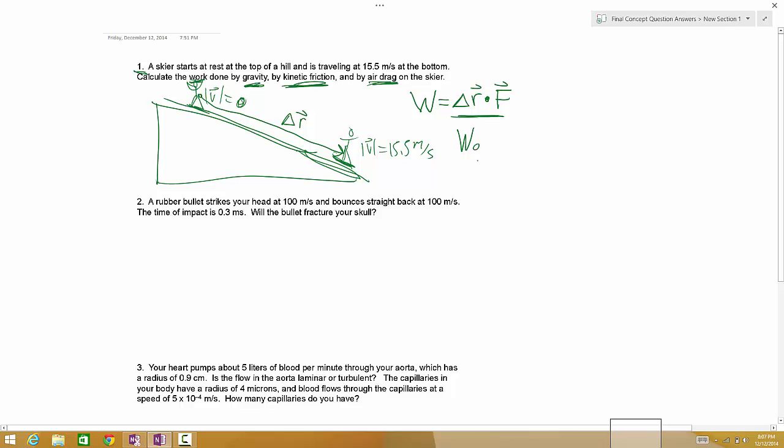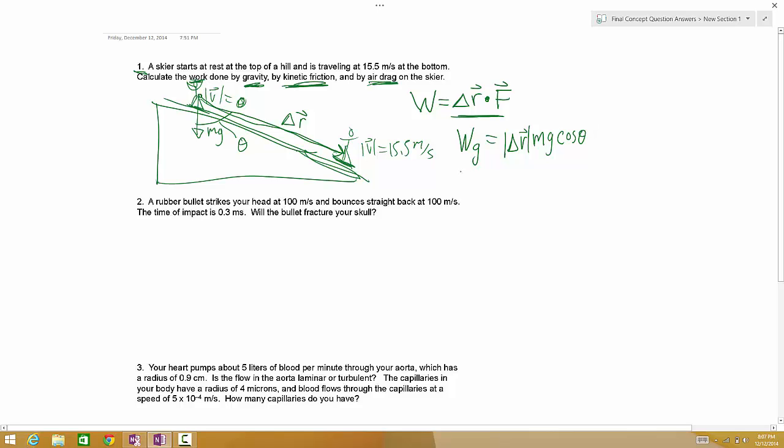Now, let's just start with gravity. What if we wanted to find the work from gravity? Well, we would just have to say, okay, here's the force of gravity. It's just mg downward. And so we know the force vector is this downward force, and we know the change in r vector is this vector here. Let's say that the angle between them is theta. So that means the dot product is going to be just the magnitude, how far the guy went down the hill, times magnitude mg times cosine of theta.